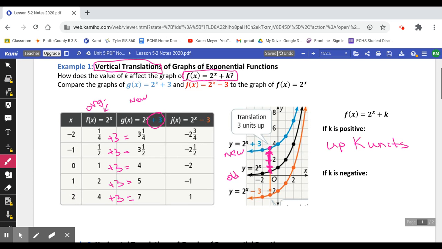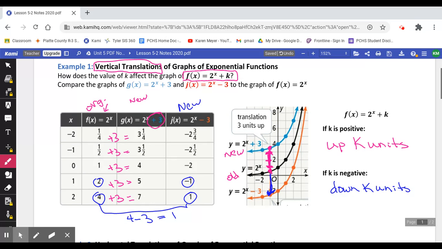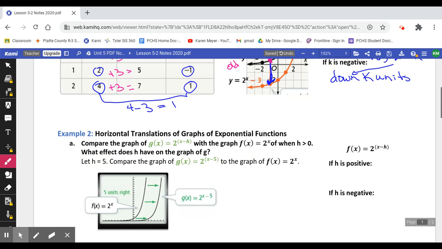Okay, so let's say we're looking at this one next. So how do I get 4 to become 1? How do I get 2 to become -1? Etc. And then hopefully you would say, oh, 4 minus 3 gives me 1. So if I subtracted 3 each time, I would get the new y number. So that helps to verify that if k is negative, instead of going in an upward direction, if you look here at your picture, you're going to notice that you're going in a downward direction. So you would say down k units. So if k is positive, you're going to say up. And if the function has a negative k, you're going to say down.